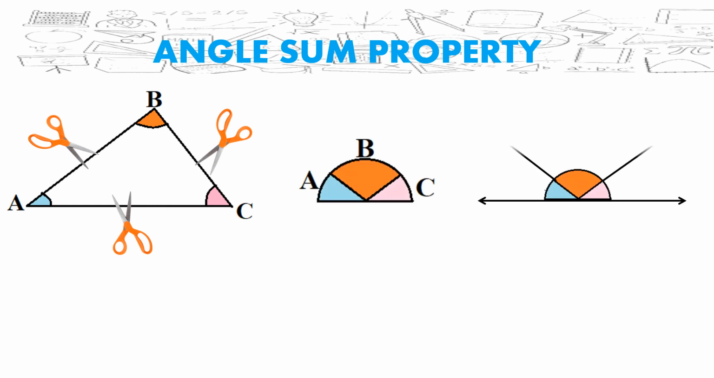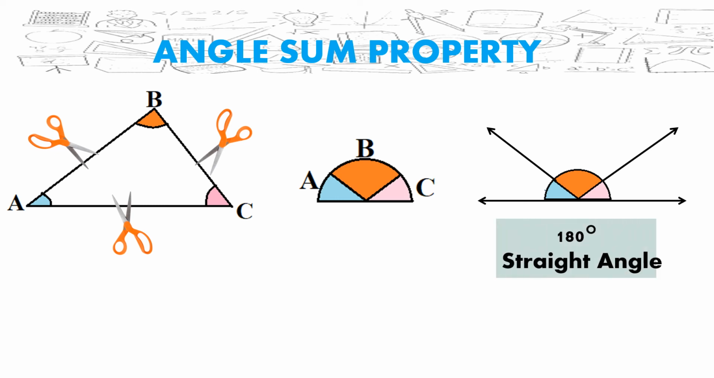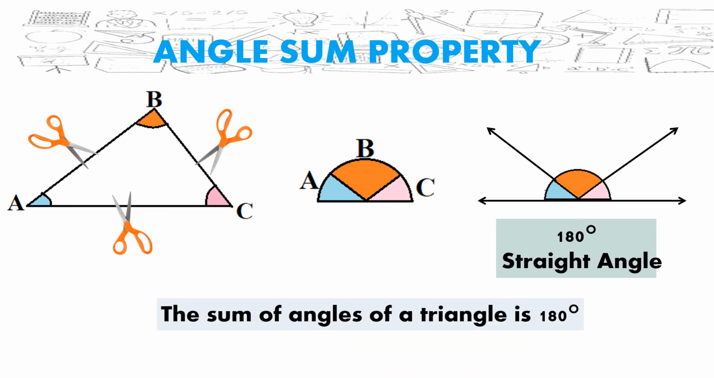These angles together, they form a straight angle. And what is the measure of a straight angle? It is 180 degrees. So what conclusion can you draw from this? We can say that the sum of angles of a triangle is 180 degrees. Remember, for any kind of triangle, whether an acute angle triangle, a right angle triangle, or an obtuse angle triangle, the sum of angles will always be 180 degrees.